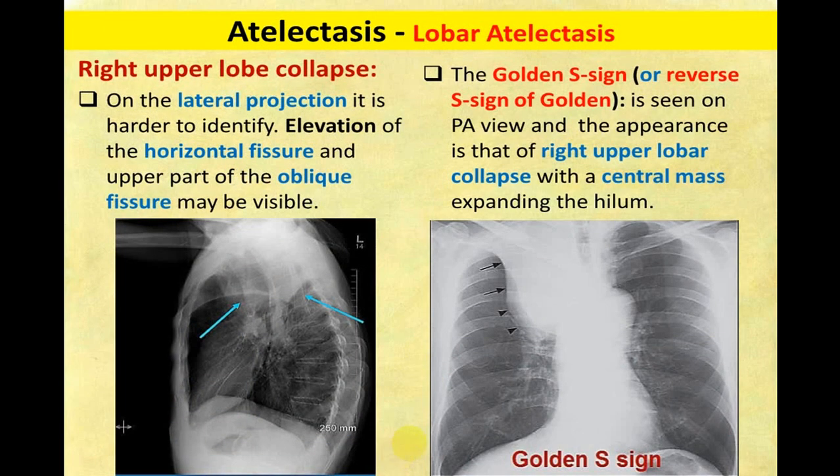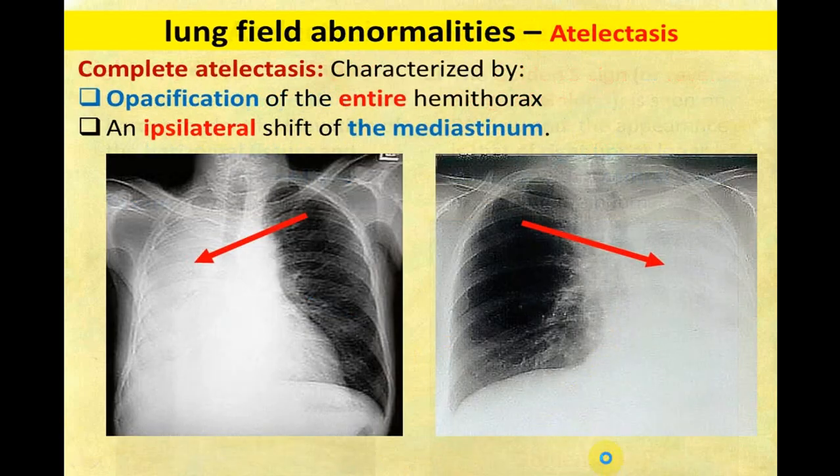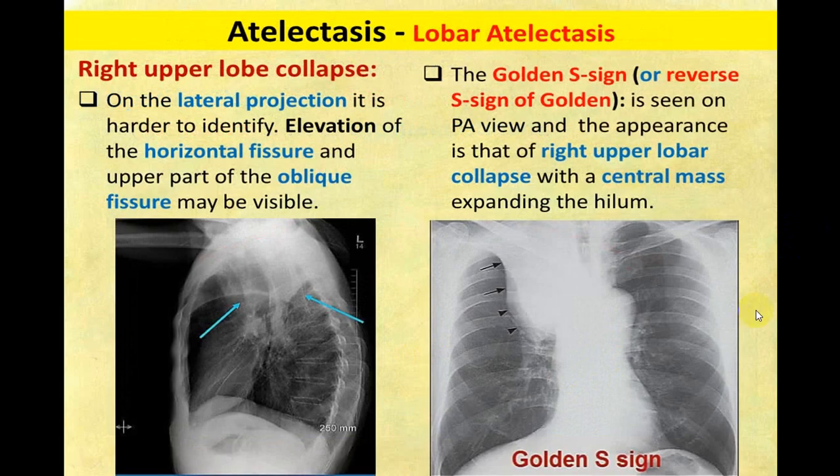Now this is in a lateral view, and this is in an AP view. Whenever you see this, if you look at this, it looks like an S. Is that clear? Then this is called Golden S sign, and whenever you get that, it is actually called reverse S of Golden. So when you see that, it means a collapse of the lung, and it is in the right upper lobe. So this is right upper lobe collapse.